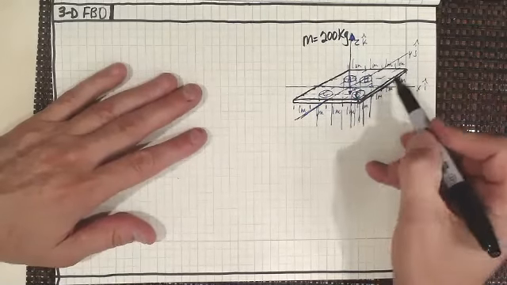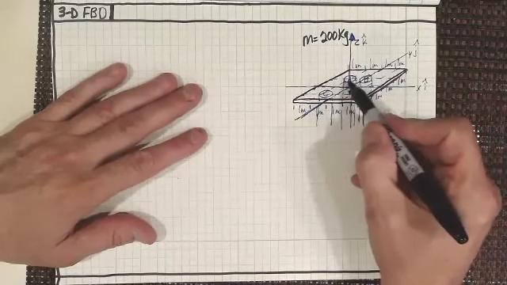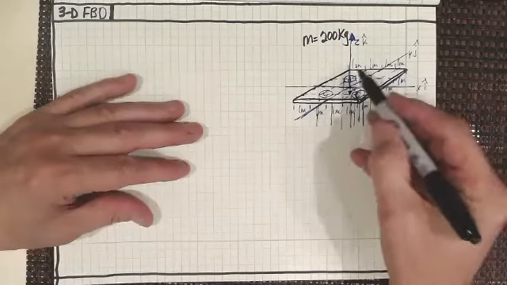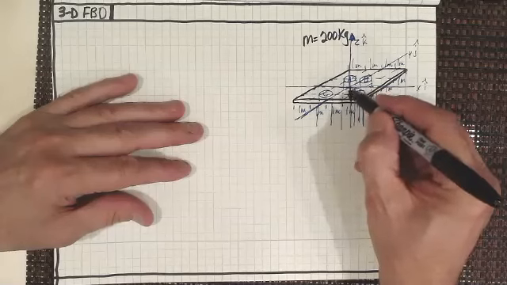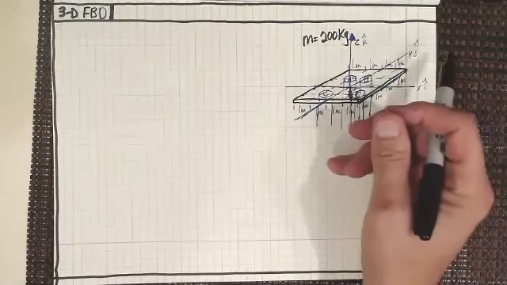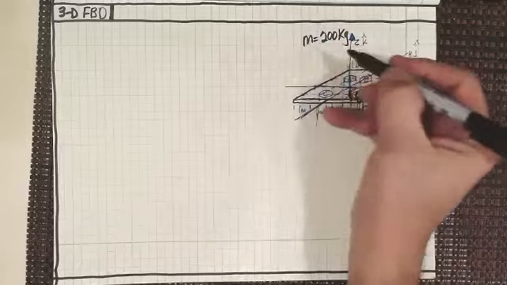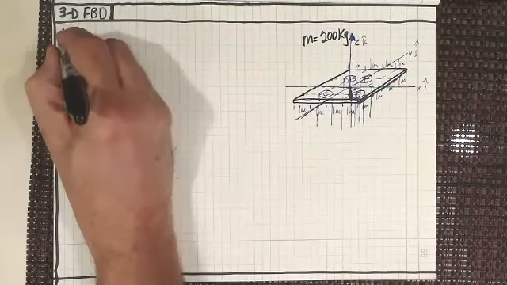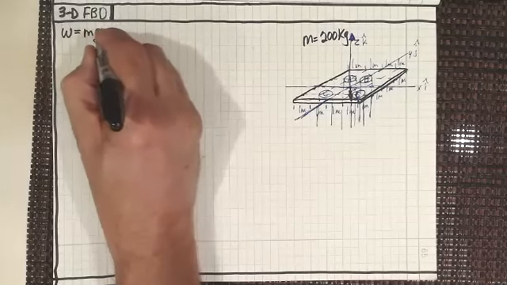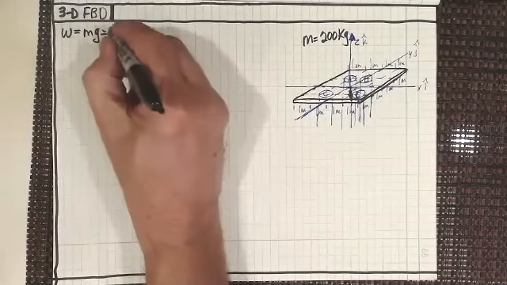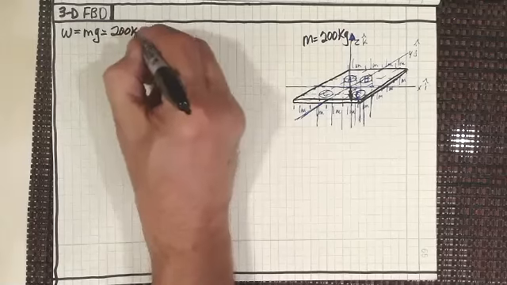So anyway, what I've got here is a couple of columns that are supporting this. And of course, I've got a weight force that's going down, and we can figure out obviously what the weight force is, and that's not too hard because my weight force is just going to be my mass times my gravitational constant, and that's just 200 kilograms.